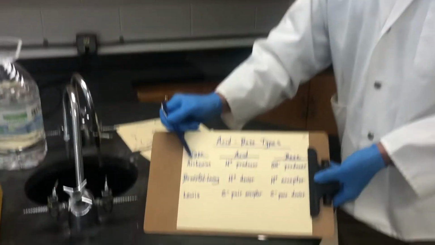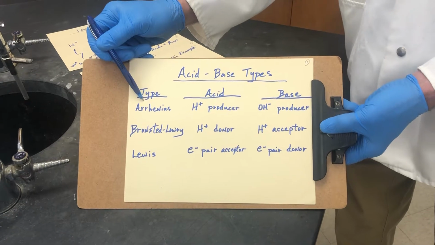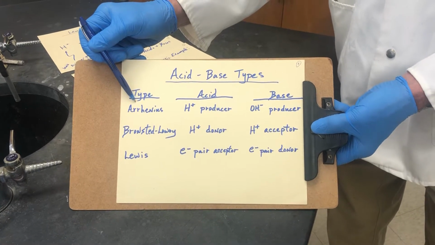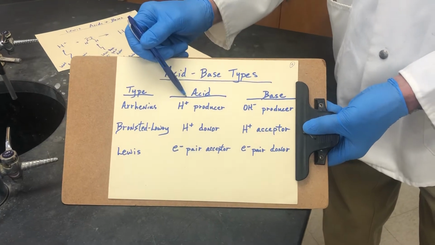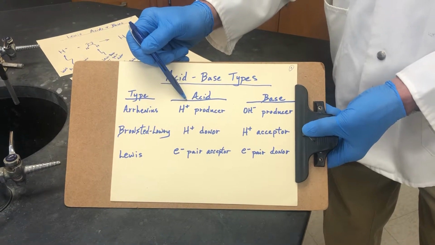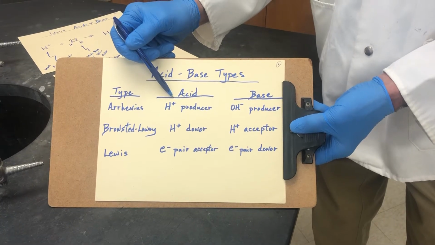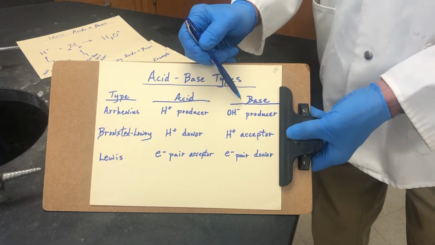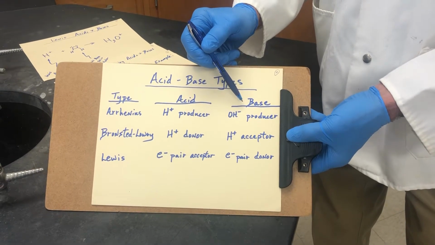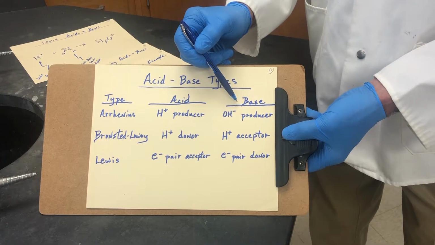We've got Arrhenius acids. They're the most simple type, okay, and probably the most practical in day-to-day chemistry life, okay? But an Arrhenius acid is a hydrogen ion producer. It will release hydrogen ions in aqueous solution, okay? An Arrhenius base is a hydroxide ion producer. It will release hydroxide ions in aqueous solution, okay?